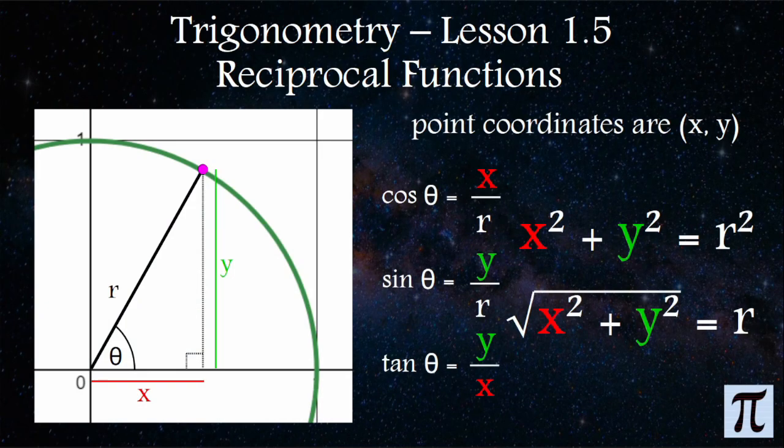We've also looked at this right triangle on the unit circle. Here, cosine of theta would be x over r, the radius of the circle. Sine would be y over r, and tangent would be y over x. And if we know x and y, we can find the radius using good old Pythagoras.